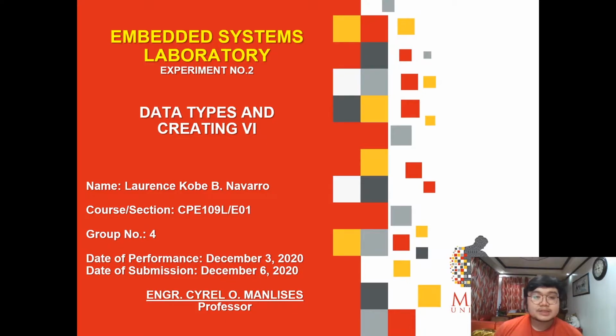Today I'll be discussing experiment number 2, entitled Data Types and Creating VI. My name is Laurence Navarro, course and section CPE109L, section E01, from group number 4. The date of performance is December 3, 2020 and the date of submission is December 6, 2020. Engineer Cyrel O. Manlises, professor. Again, I am Laurence Navarro from CPE109L, section E01.